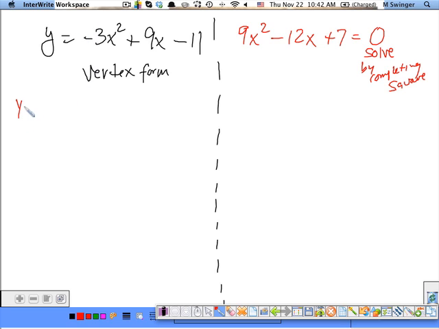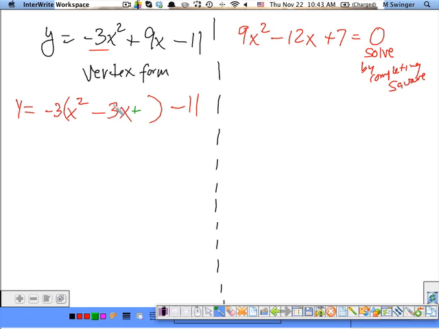So, y equals, factor out the a, negative 3. Only out of the first two, so this becomes x squared. And what's next? Minus, not plus, 3x. Leave a space, minus 11. Factor a out of the first two. Next, find the c. What is the c here?